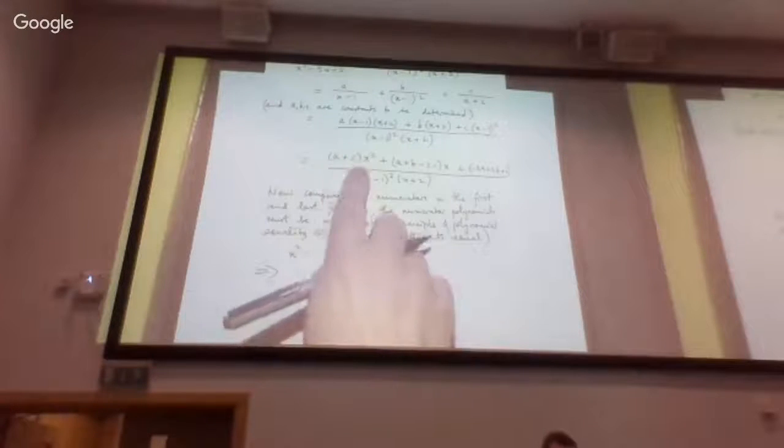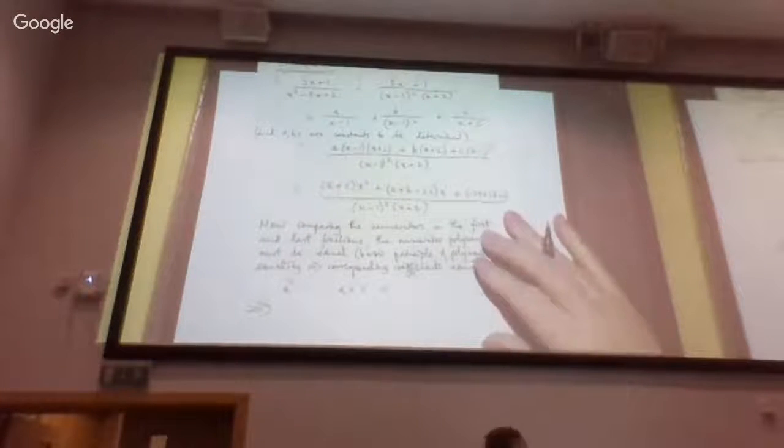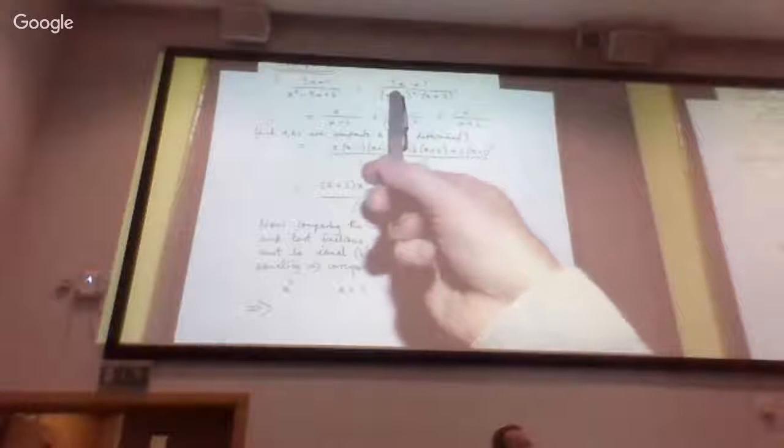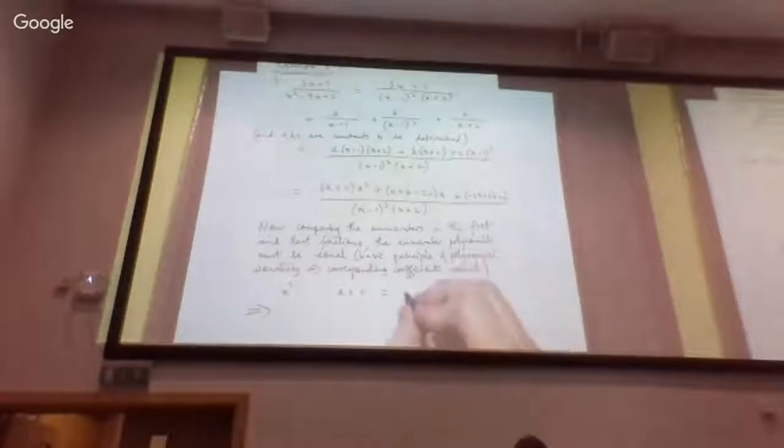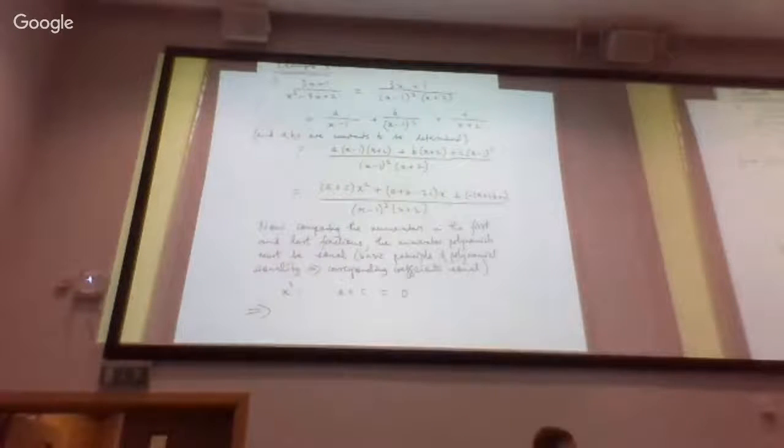So this implies, if I look at the x squared coefficient, the x squared coefficient down here is a plus b. And what's the x squared coefficient in 3x plus 1? Well, there isn't an x squared there, but it does have a coefficient. It has a coefficient of 0, okay? Because there is no x squared.